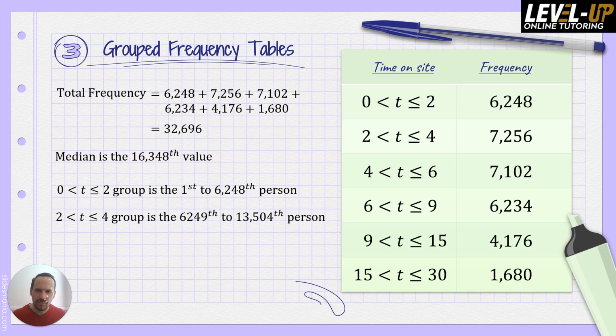So you see, okay, it's not going to be in the first category, it's not going to be in the second category, but you see that third category goes from the sort of 13,500th person to the 20,500th person. Well, that is the category that our 16,348th person is going to fit in, isn't it?